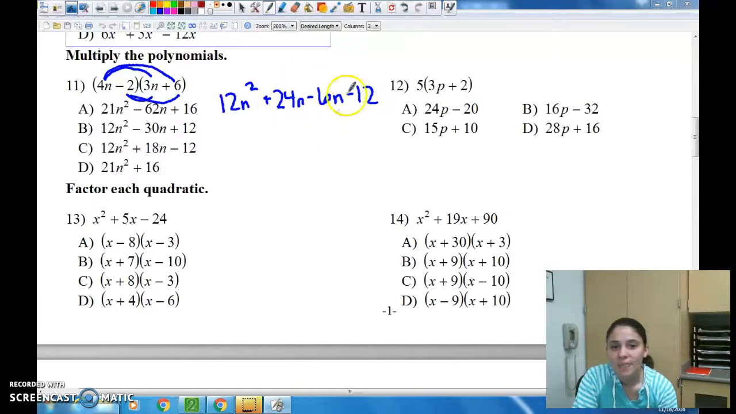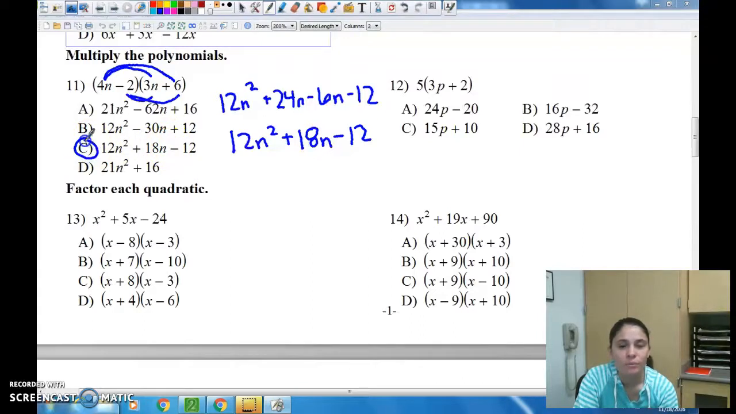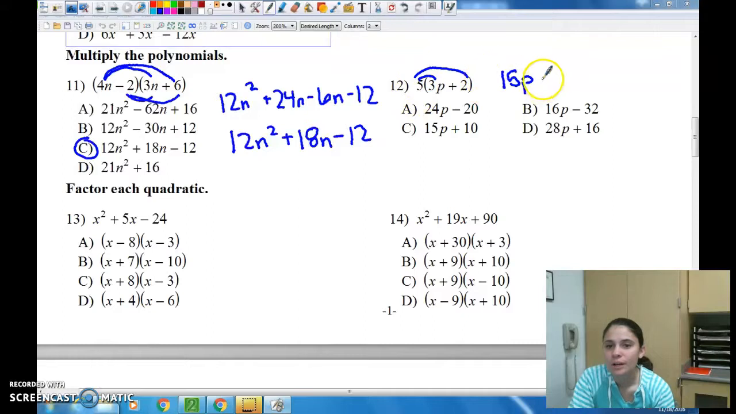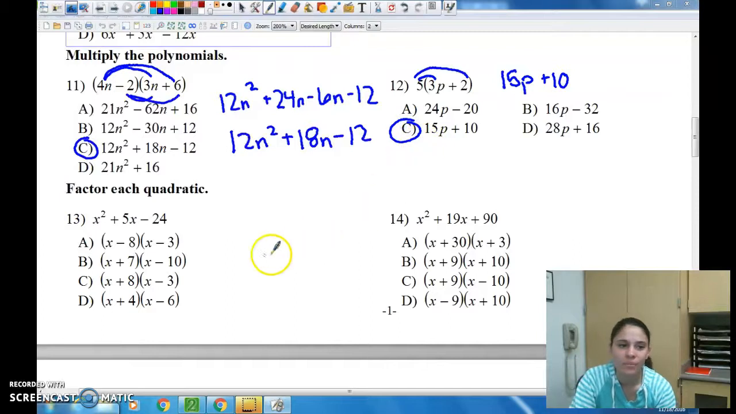So then I can just combine these two because they're like terms. So then I have 12n squared plus 24 minus 6 is 18n minus 12. And if I come over here, that is option C. Number 12 is the same idea. I've got to distribute this 5 to both things in parentheses. So I'll start with 5 times 3p is 15p, and 5 times 2 is 10. So I have 15p plus 10, which is C.